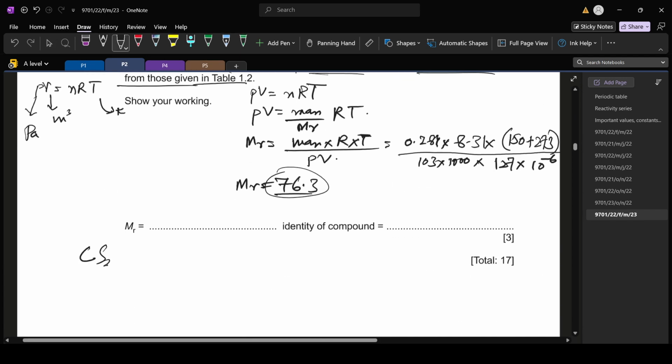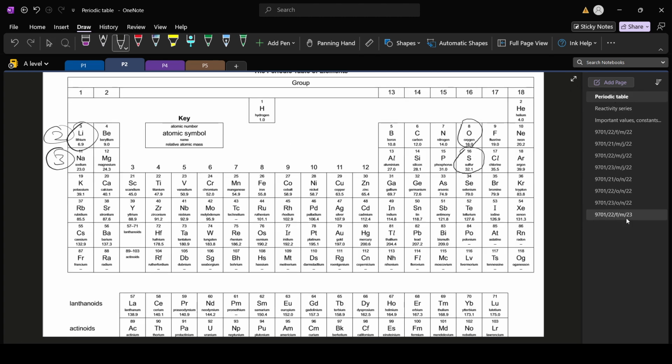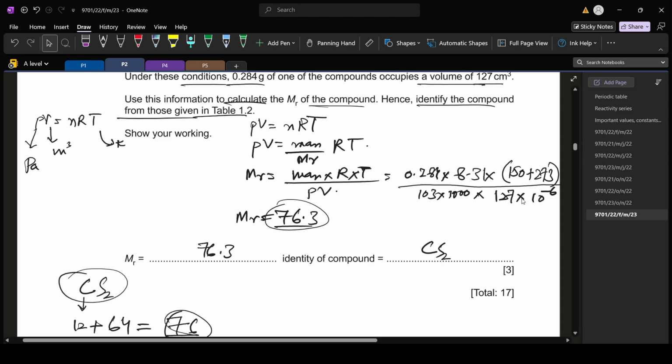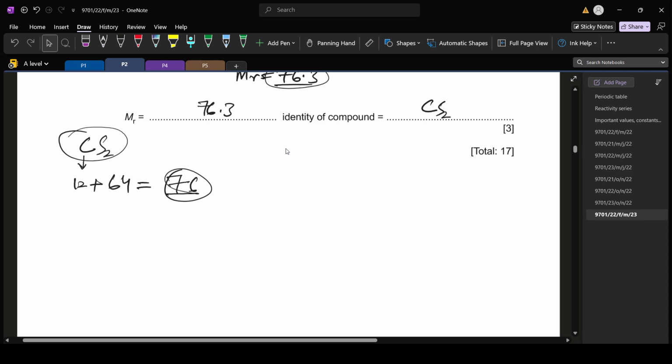Okay, and if you calculate this, carbon disulfide, CS2, this carbon has a mass of 12 and sulfur has a mass of 32, I guess. Yes, 32. So 32, 64, and this will have a mass of 76. So the compound is CS2 and MR is 76.3. Okay, so that's how this question is completed.